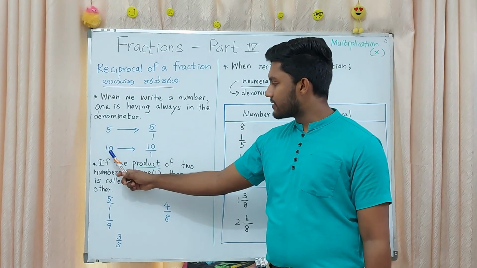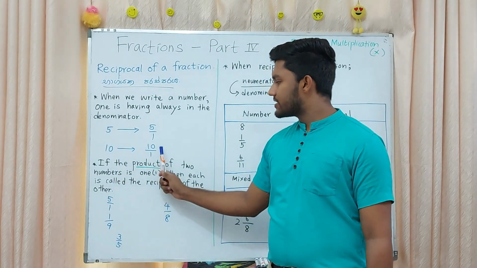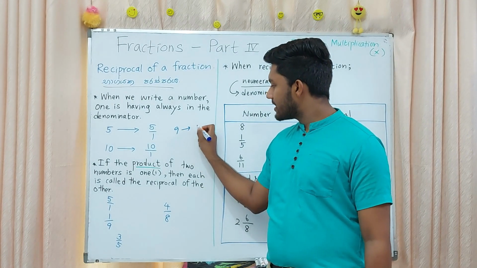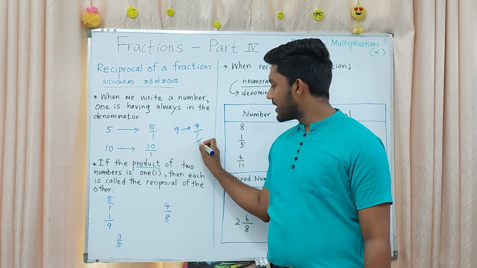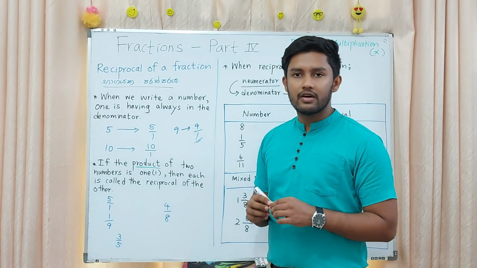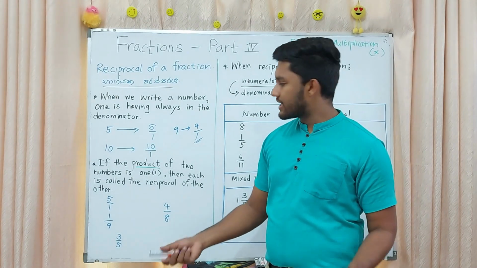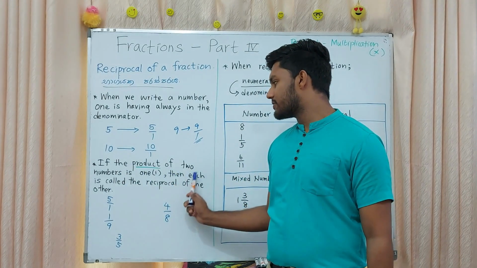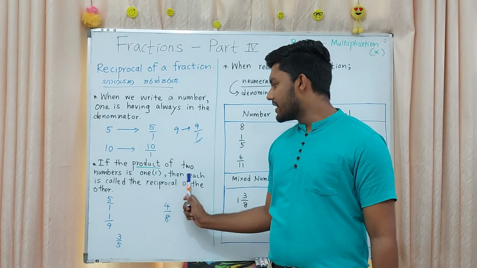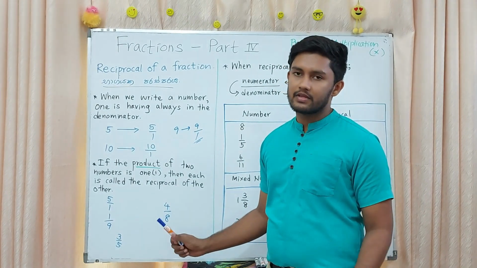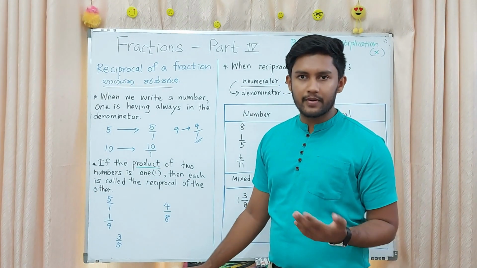Then here if you take 10, it is 10 over 1. If you take 9, it is 9 over 1, but this one we are not writing normally. After that we want to learn that if the product of two numbers is 1, then each is called the reciprocal of the other. Product. What is the meaning of product?